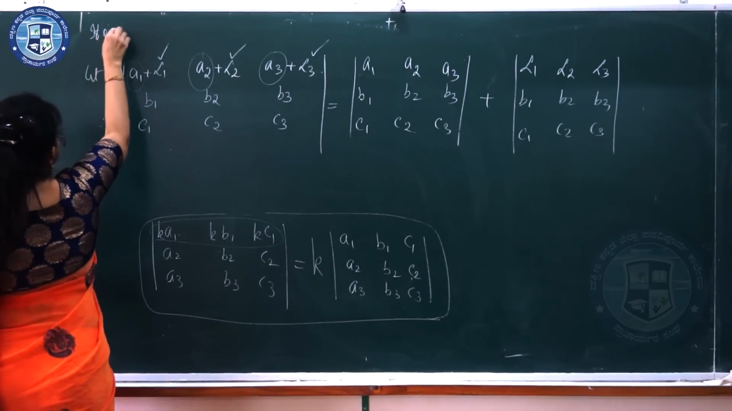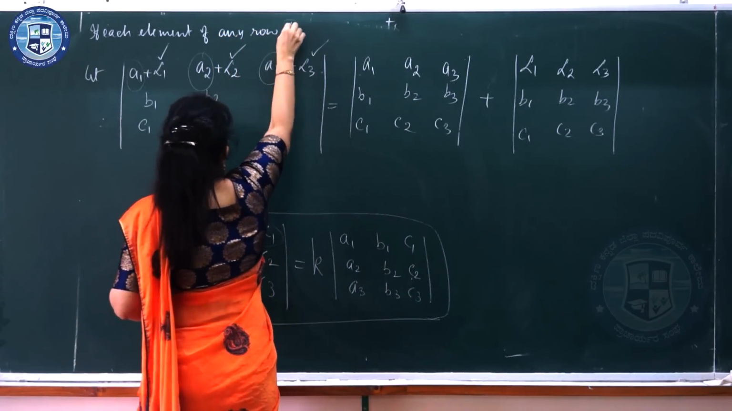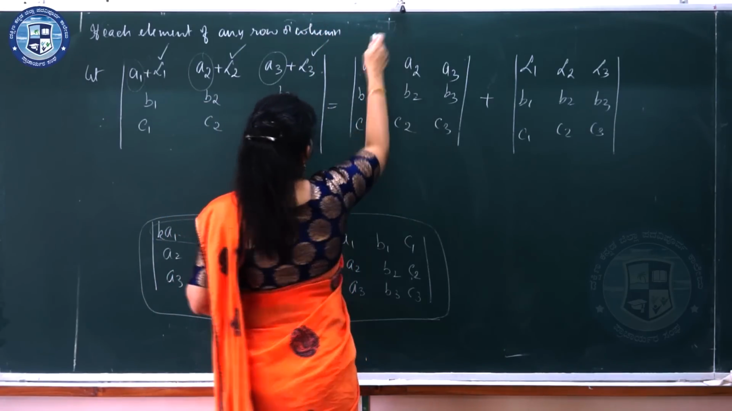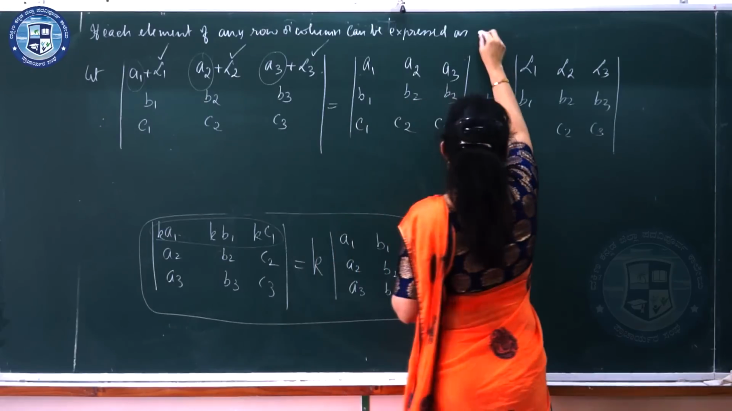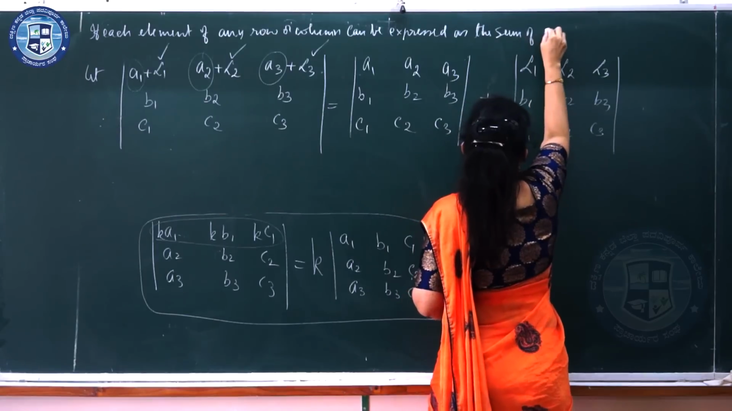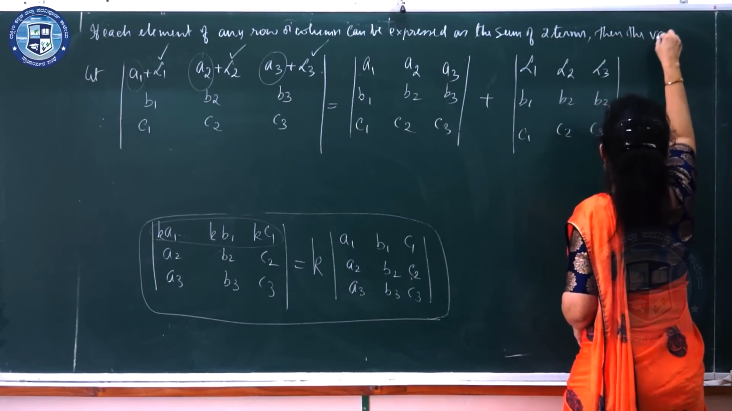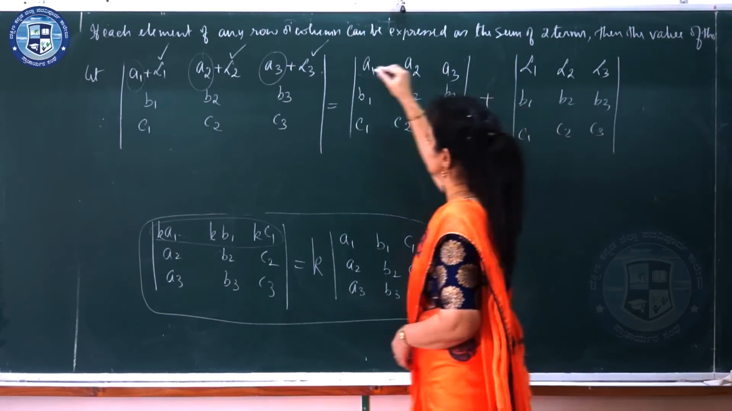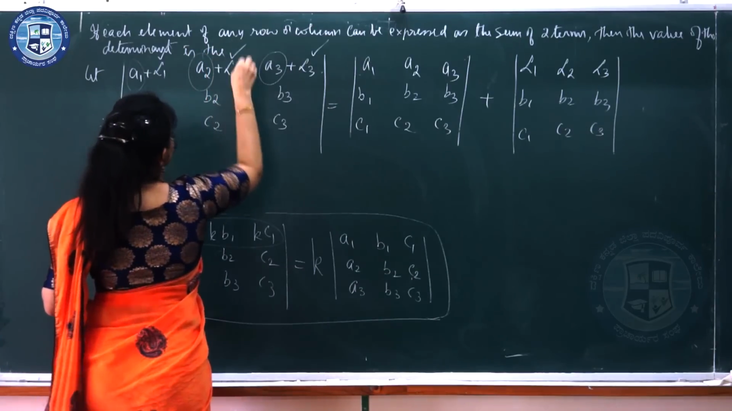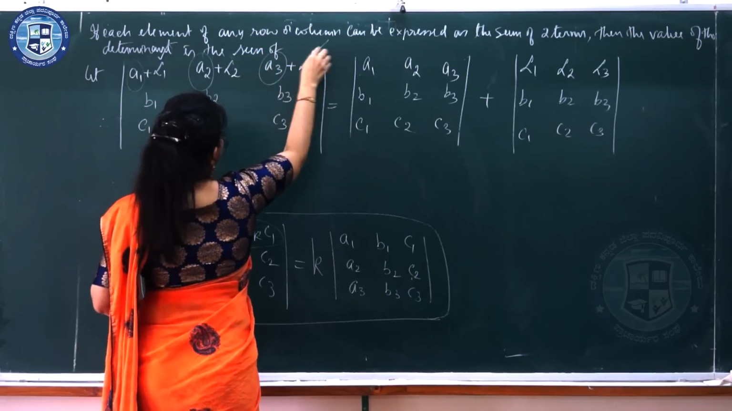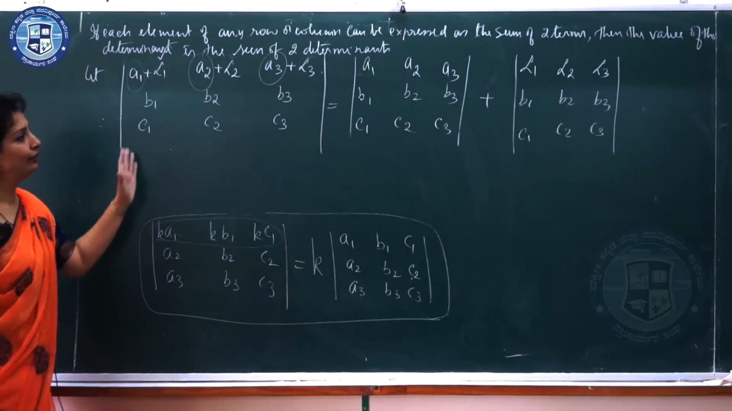If each element of any row or column can be expressed as the sum of 2 terms, then the value of the determinant is the sum of two determinants. So we have to prove this.